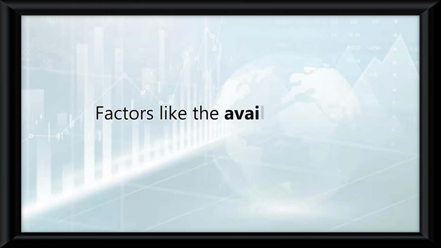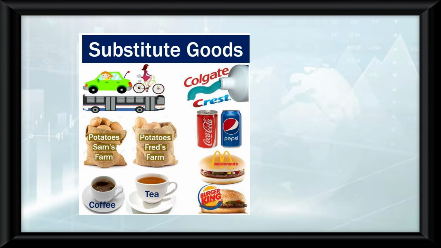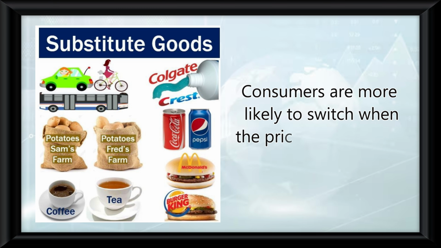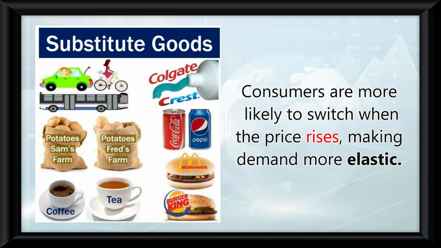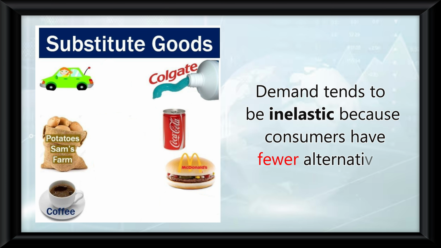Finally, factors like the availability of substitutes can greatly influence elasticity. If there are plenty of substitutes for a product, consumers are more likely to switch when the price rises, making demand more elastic. If there are few substitutes, demand tends to be inelastic because consumers have fewer alternatives.